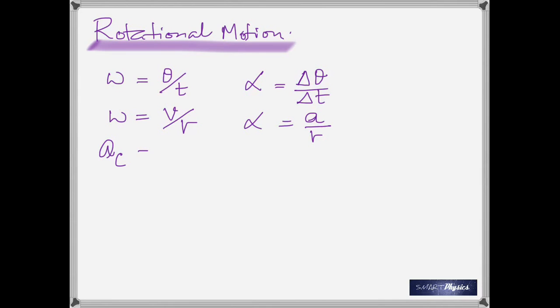Centripetal acceleration. Does anybody remember? v squared by r. We had that in circular motion. Or, yes, omega squared r will also work. With the little circle on either, is that velocity? That's just velocity. I just put that little thing to show it's not a capital one.